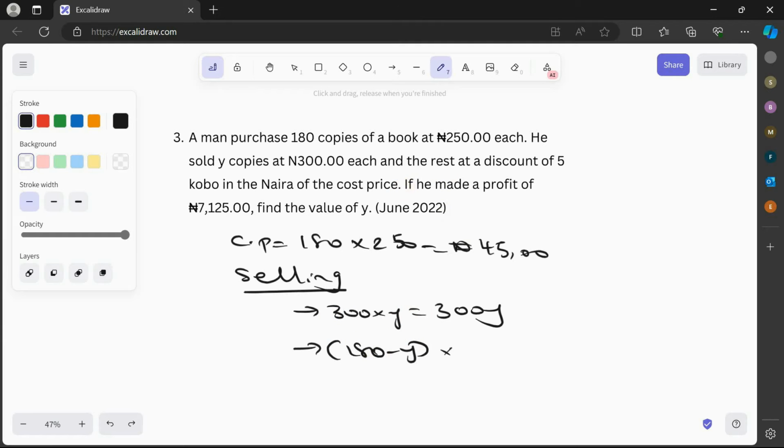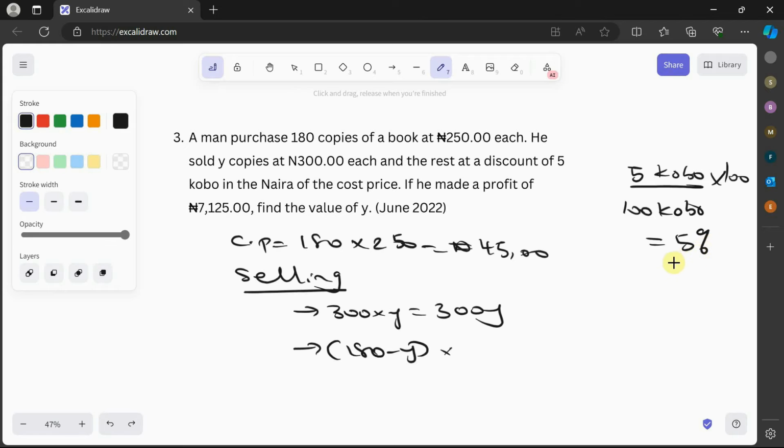So, and the rest at the discount of 5 kobo in the naira of the cost price. The way you interpret it is like saying there is a 5 kobo discount for every 1 naira. 1 naira is 100 kobo. So for every 1 naira, there is a 5 kobo discount. So how can we do this? If I convert and multiply by 100, this will give me 5%. So the discount is actually 5%.